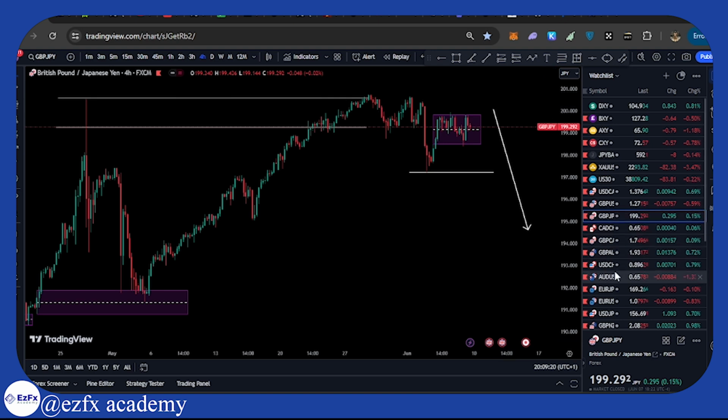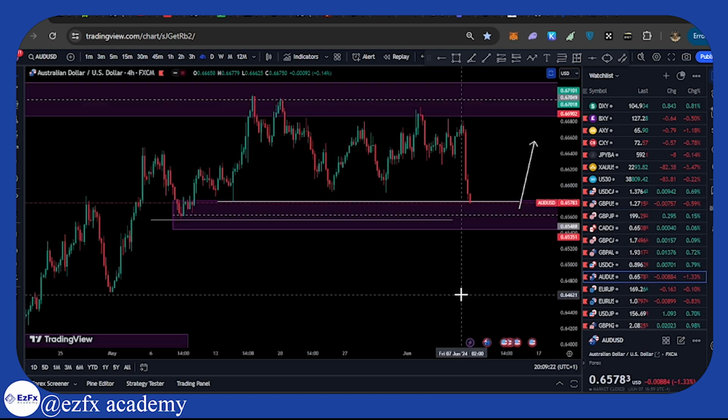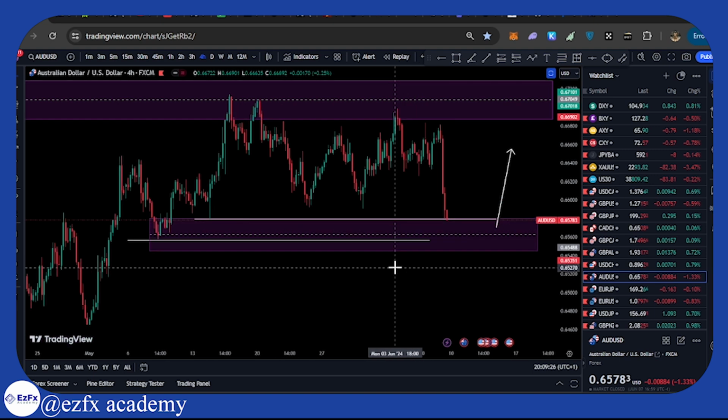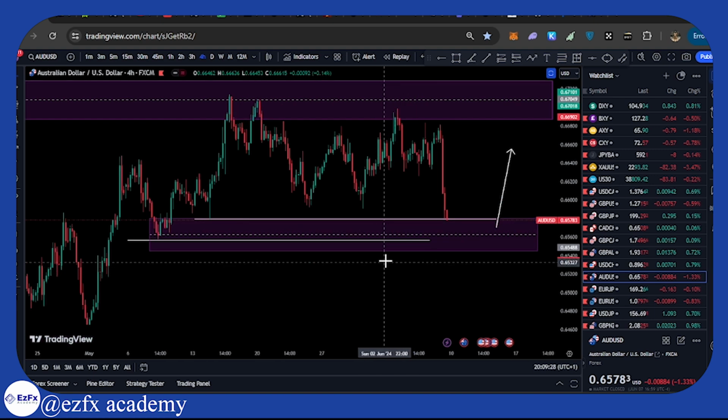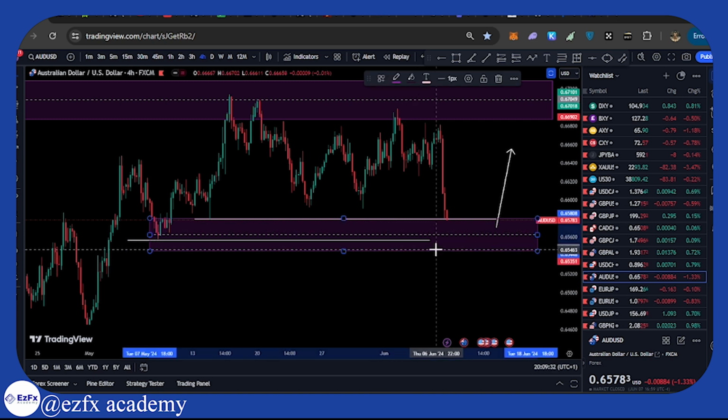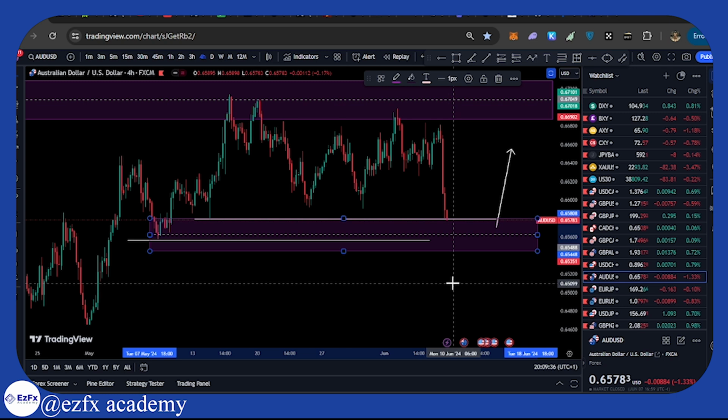Next up, let's look at AUD USD. After AUD USD, we'll look at Euro USD. Similar to what we said for GBP USD and I think gold also, I'll be expecting a bullish move on AUD USD. Now this range is quite large. This is between 0.65808 and 0.65448.